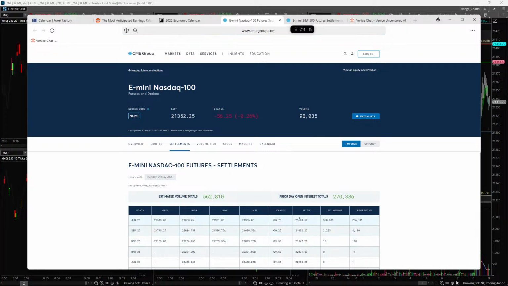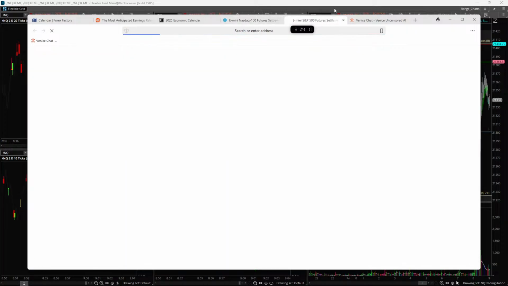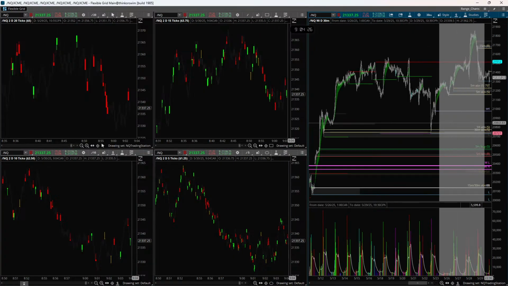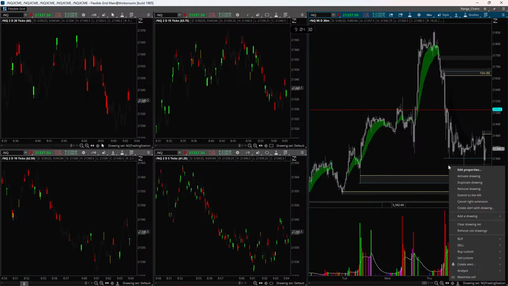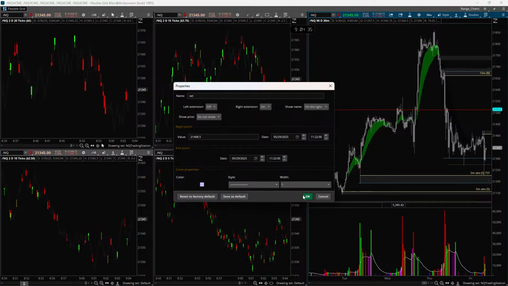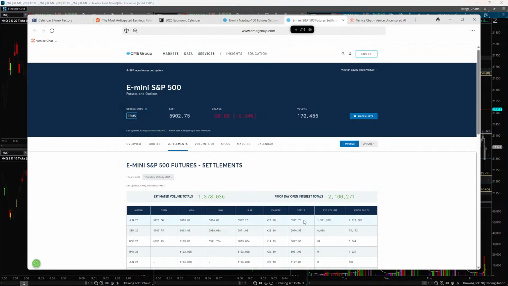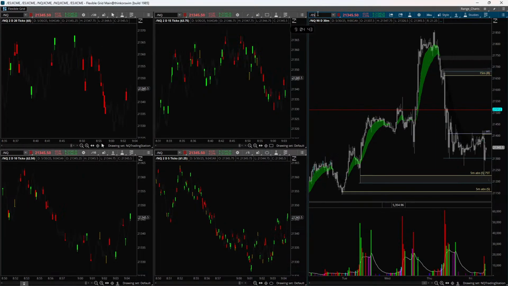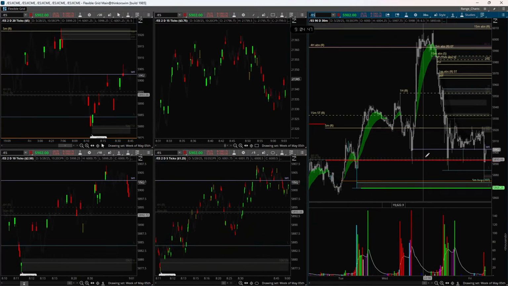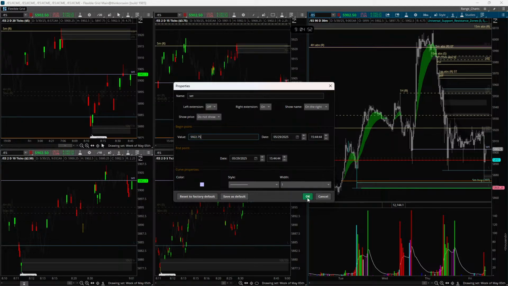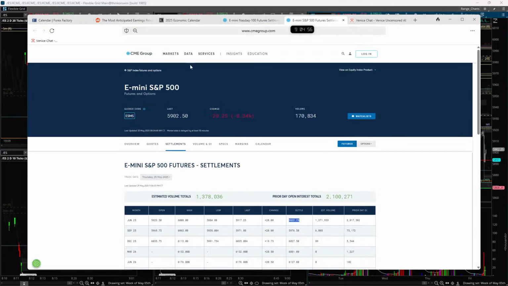So we got this, the settlement price for Q. While that loads, alright, so settlement price is basically what we're holding. And let's do ES. And the settlement price is what we have there on top.